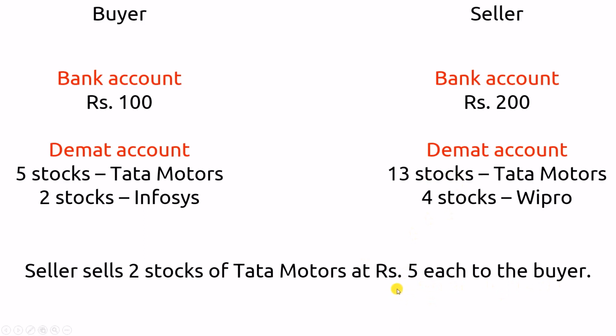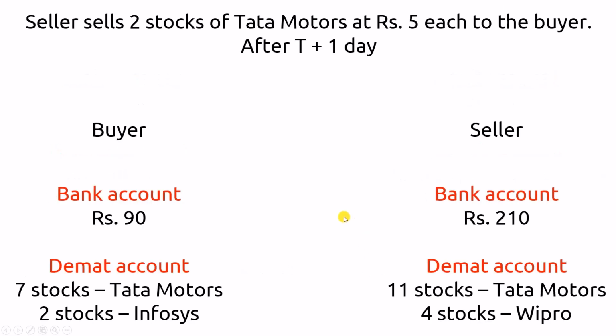Let us say that the market price is 5 rupees. It is not actually 5 rupees, I have taken a simple value. Alright? So he sells 2 stocks at 5 rupees. Now, what happens? After T plus 1 day, we'll see what this is later. After T plus 1 day, the transaction is completed.